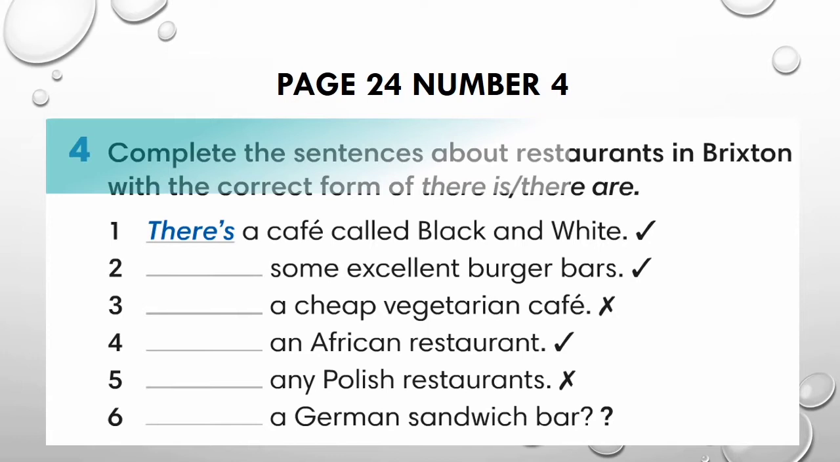Okay, have you done? Number 2, there are some excellent burger bars, good. And then number 3, there isn't a cheap vegetarian cafe. And then number 4, there is an African restaurant. And then number 5, there aren't any Polish restaurants. And then the last is, is there a German sandwich bar? Very good.